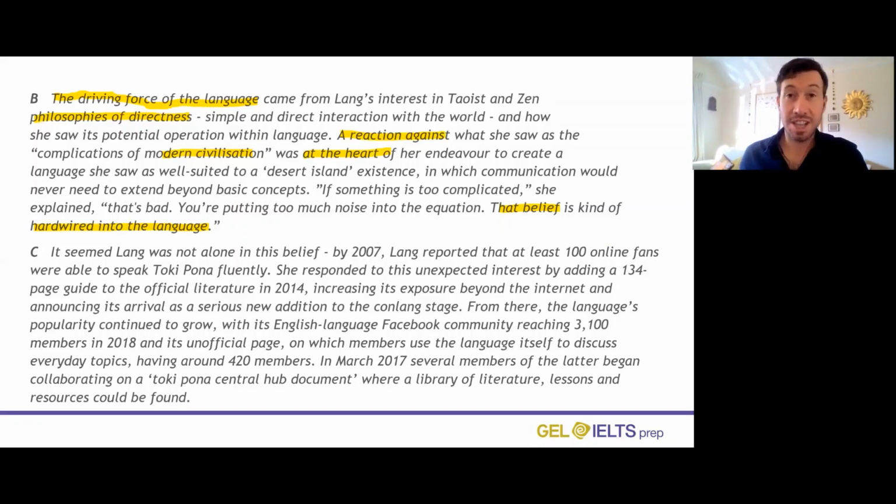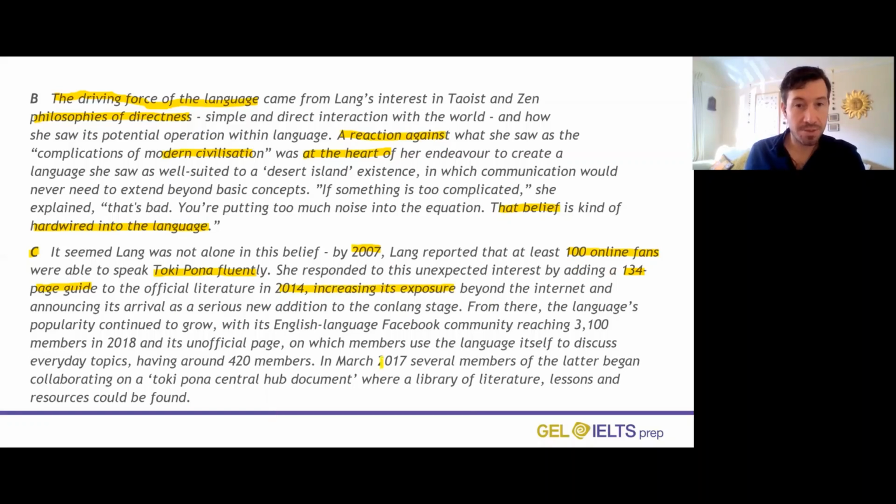Now let's look at the second paragraph, or paragraph C. So, well, we can see it's talking about some dates, 2007, and they said there were 100 online fans that could speak the language. And then there was a guide added, and this in 2014, and it increased its exposure.